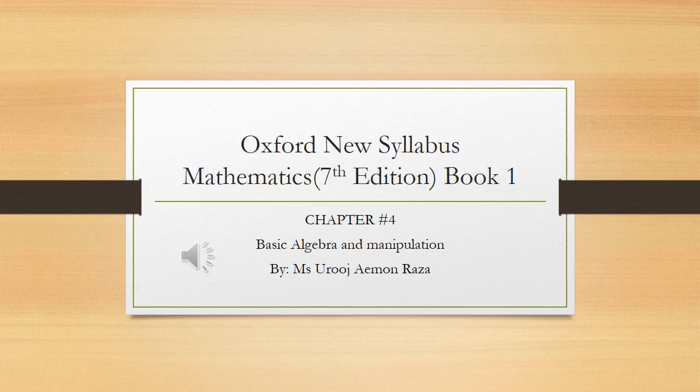In our class we have to take the reference from book 1 and book 2 also. Few chapters from book 1 and few chapters from book 2. So class 7th, the chapter which I am starting to explain is chapter number 4, Basic Algebra and Manipulation. Today I am giving you a brief description about the topic.